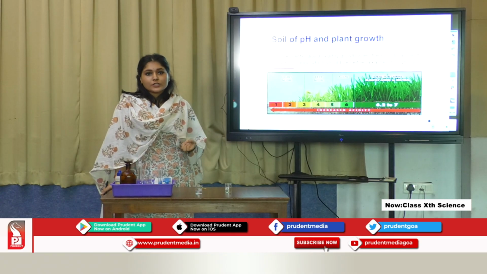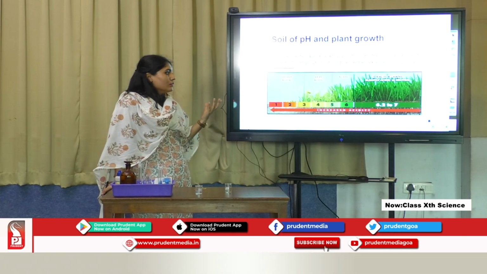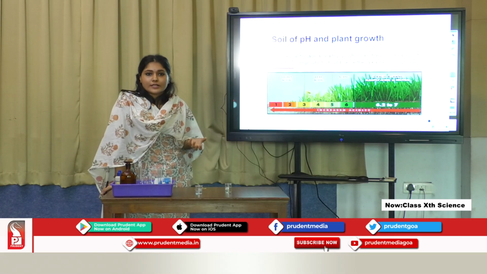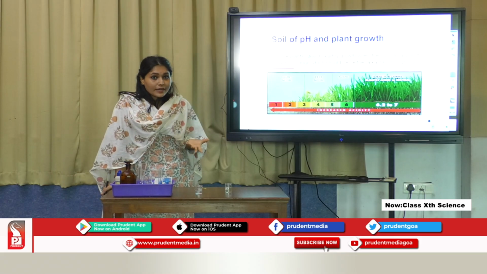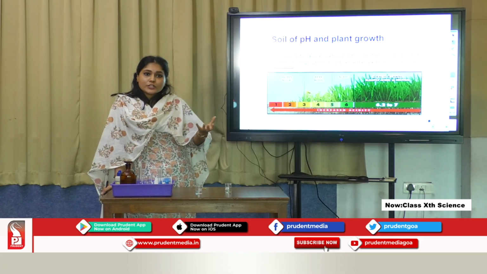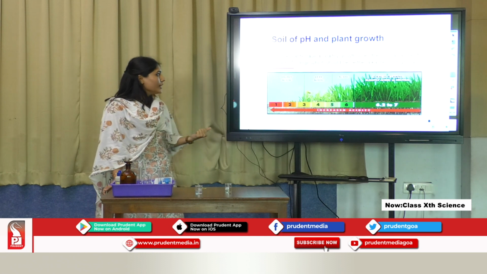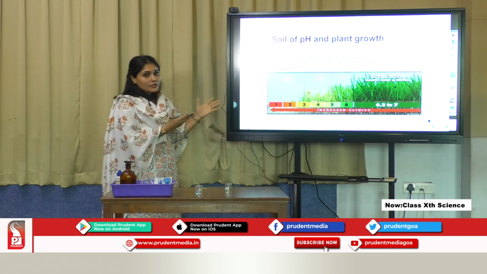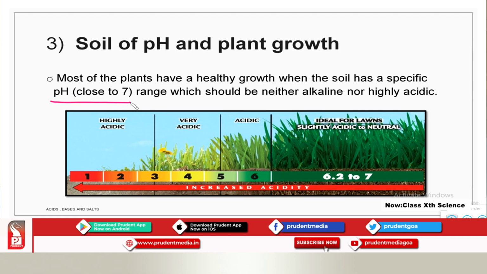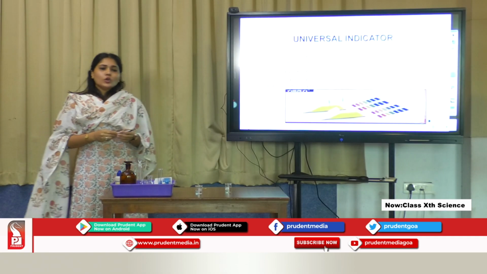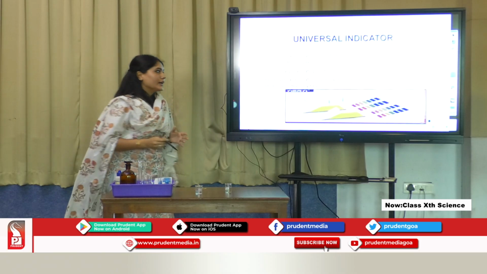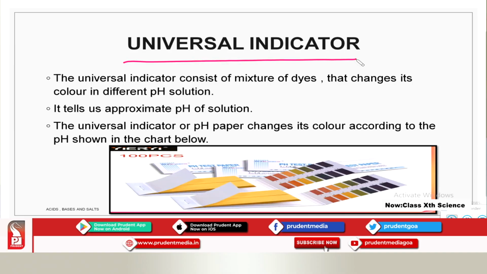We know agriculture is one of the main occupations of our country, and due to rapid industrialization and acid rain, the pH value of the soil decreases. So, if you want to grow good healthy plants, you need to maintain the pH of the soil. Now we will learn what a universal indicator is.